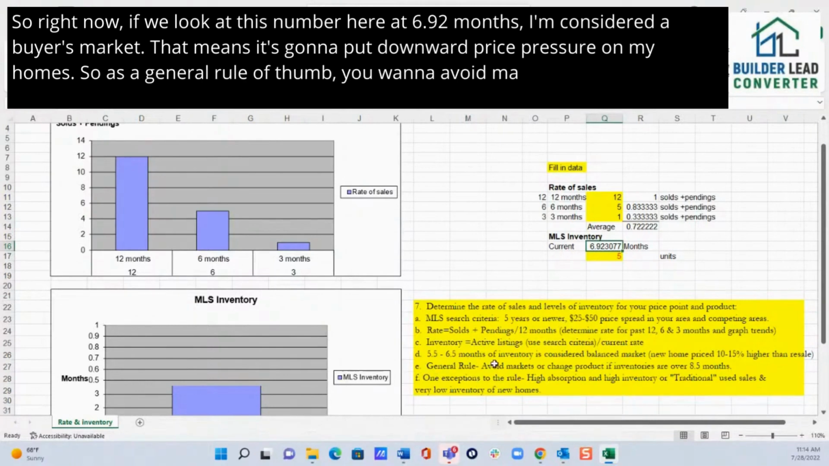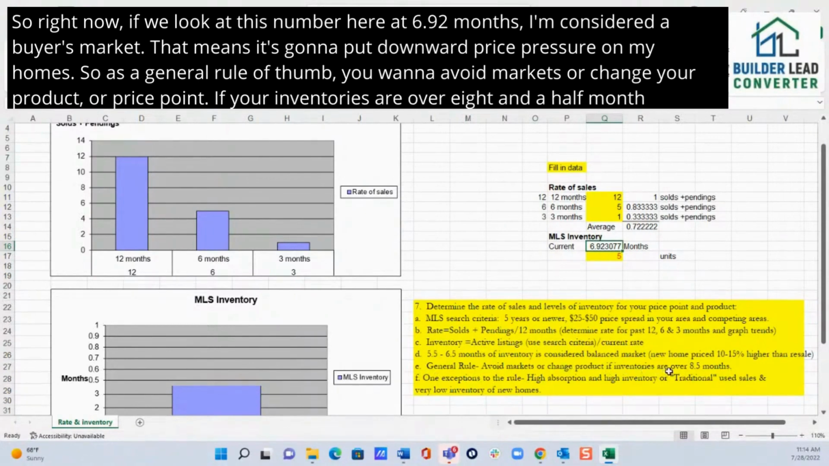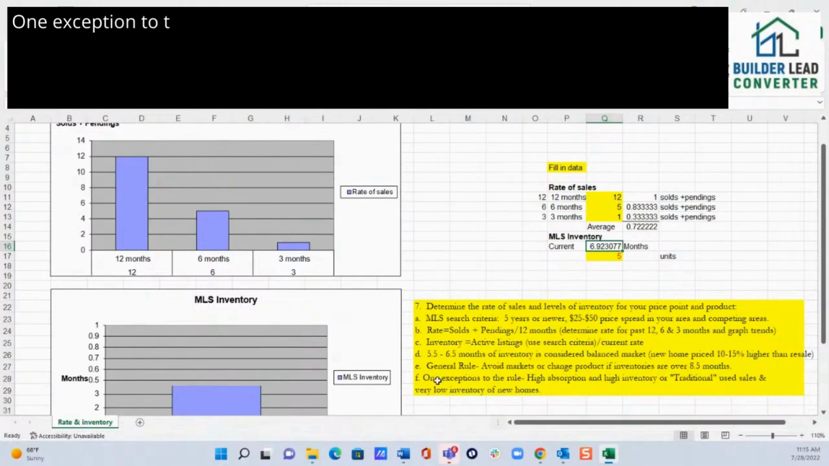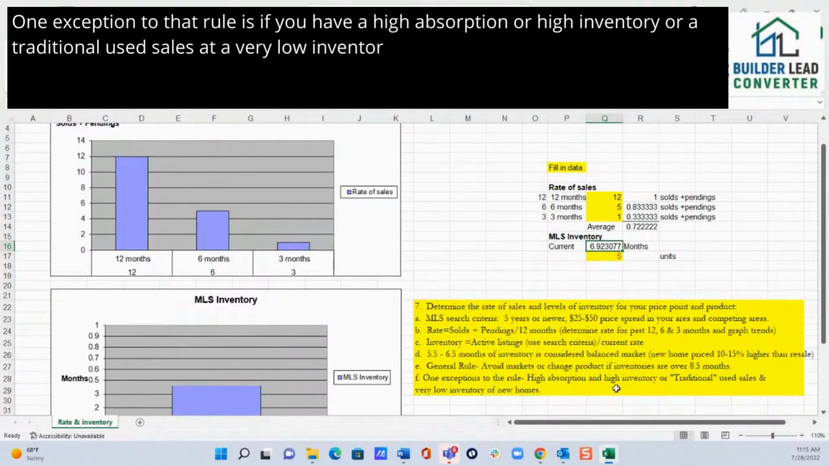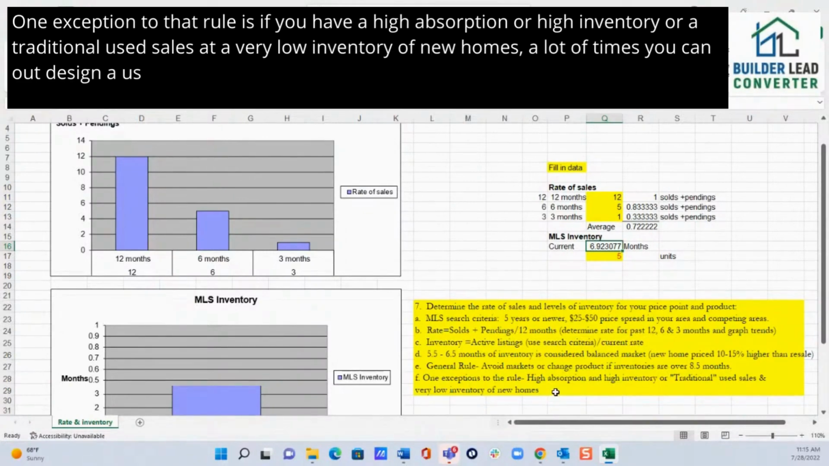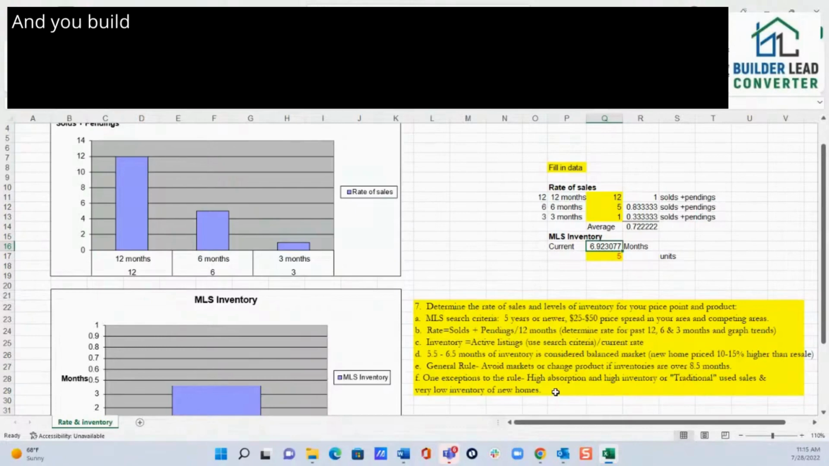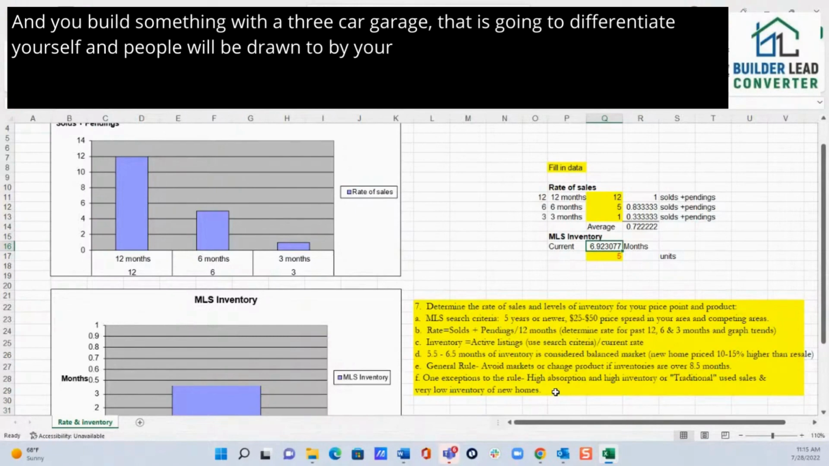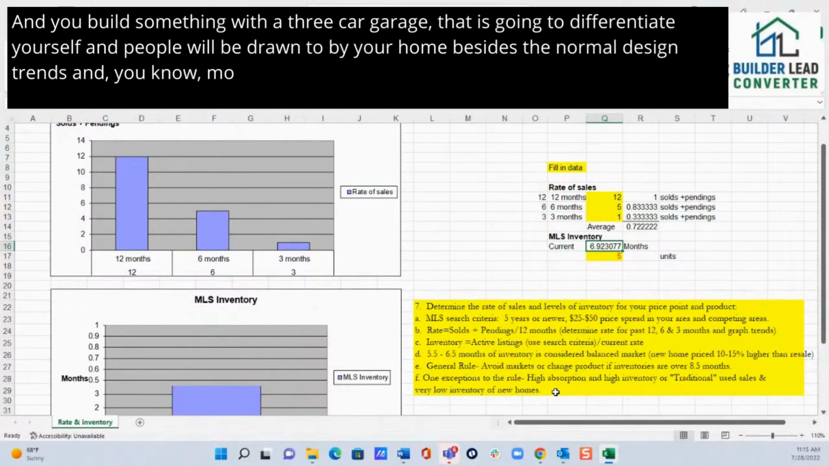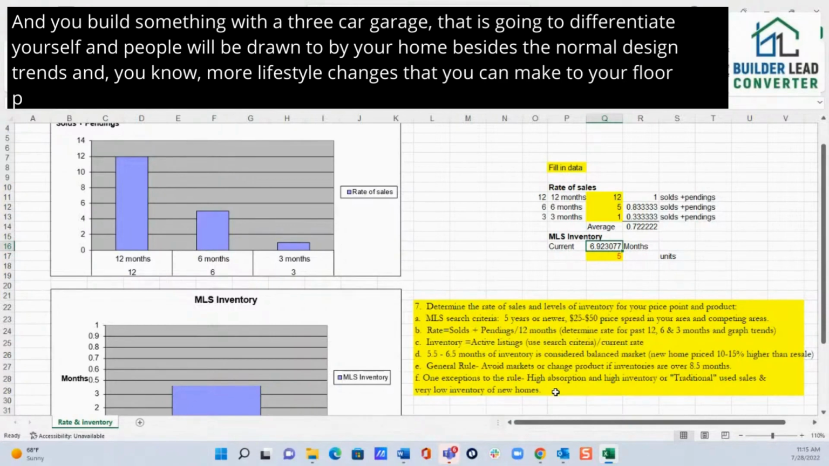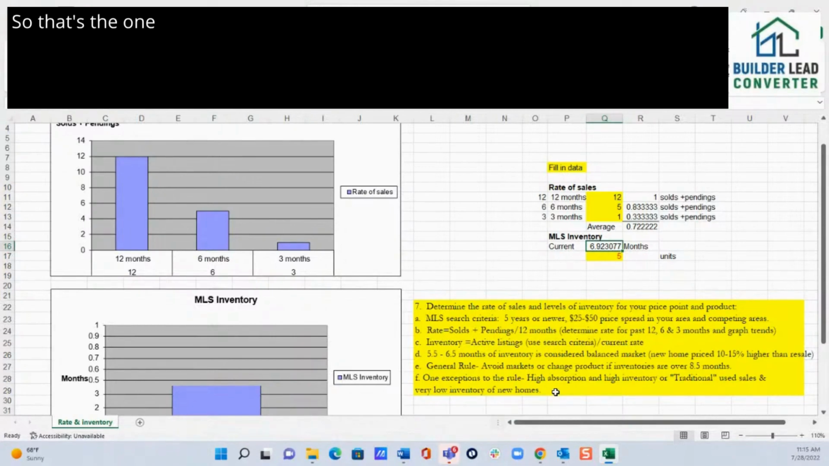As a general rule of thumb, you want to avoid markets, or change your product or price point, if your inventories are over 8.5 months. One exception to that rule is if you have high absorption of traditional used sales and a very low inventory of new homes. A lot of times you can out-design used house competition, meaning if all the used houses in your price category have a 2-car garage and you build something with a 3-car garage, that is going to differentiate you and people will be drawn to buy your home, besides the normal design trends and lifestyle changes you can make to your floor plans. So that's the one exception to the rule.